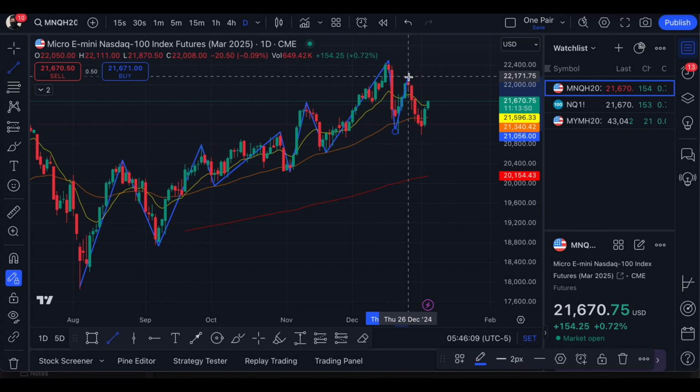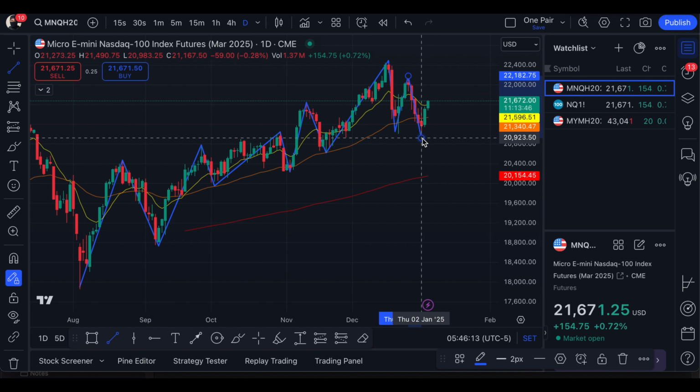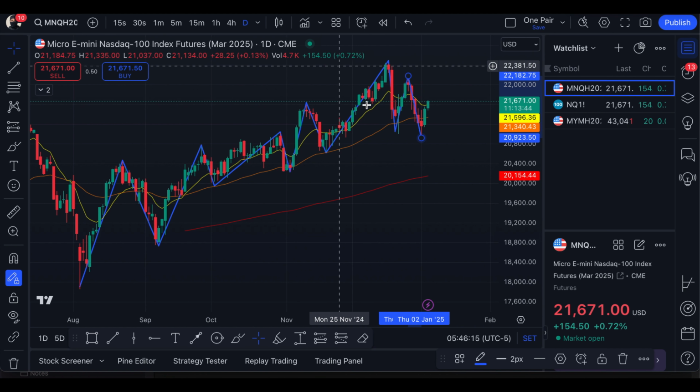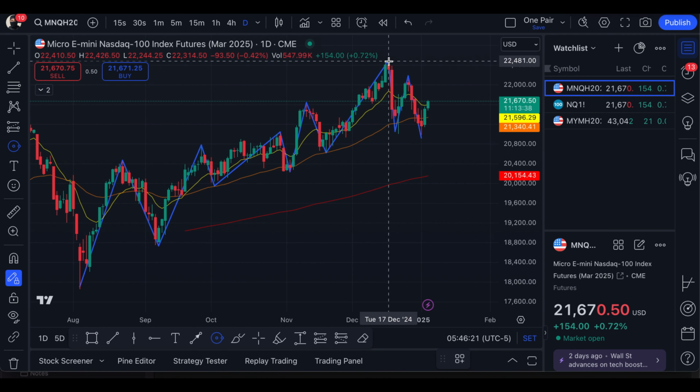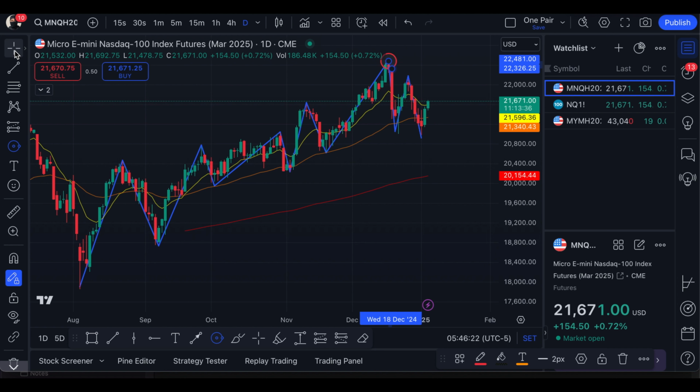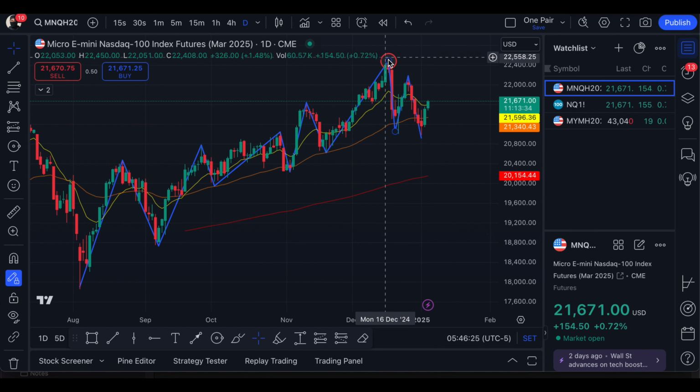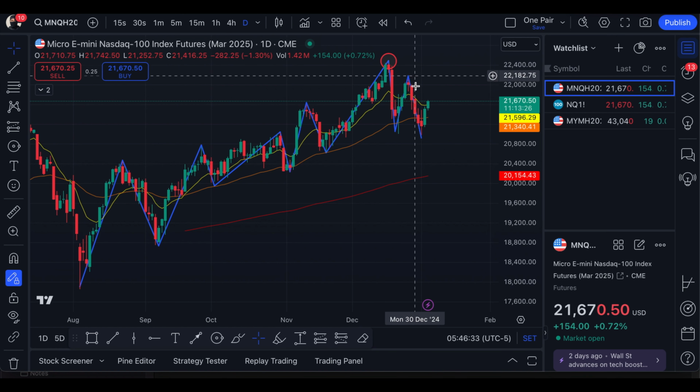Now we created a lower high and a lower low. So here it looks like the market is shifting to a downtrend. It looks like it started downtrending here. This was the turning point. This was December 17th, Tuesday, December 17th. Now it looks like we are going on a downtrend.